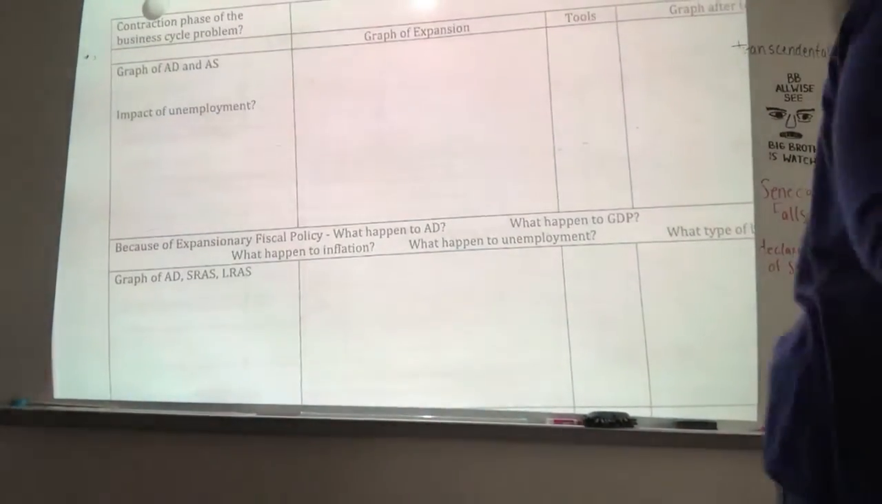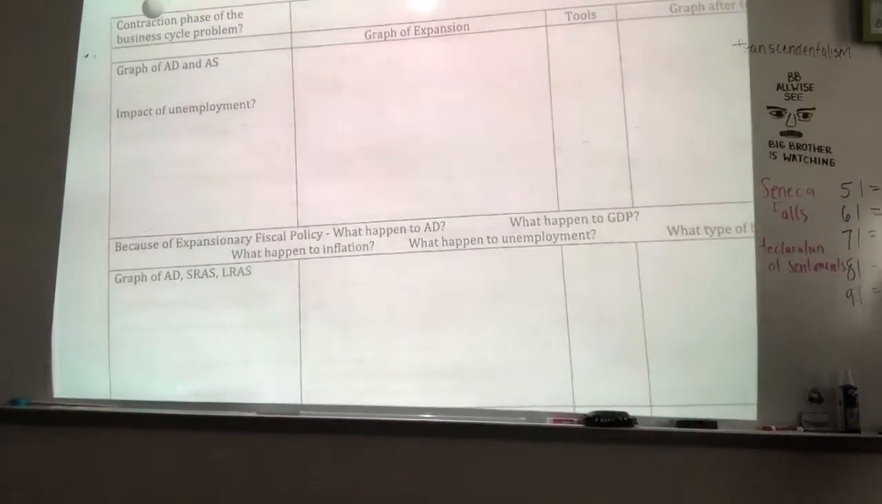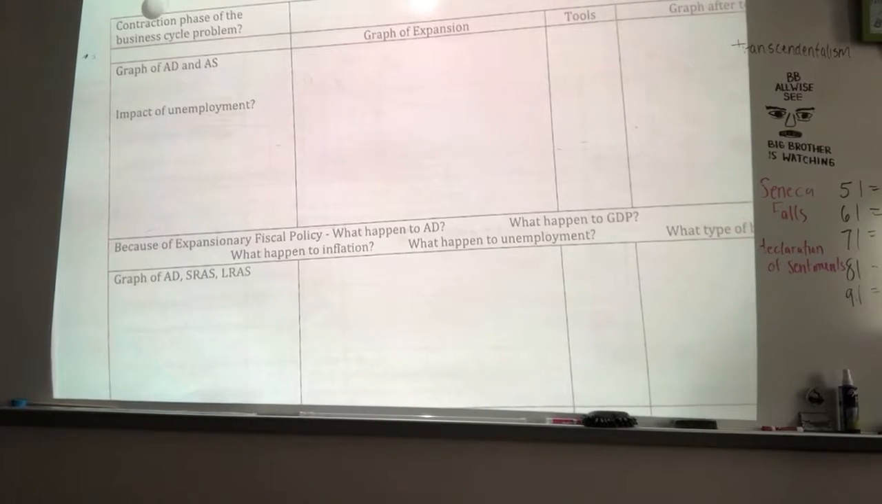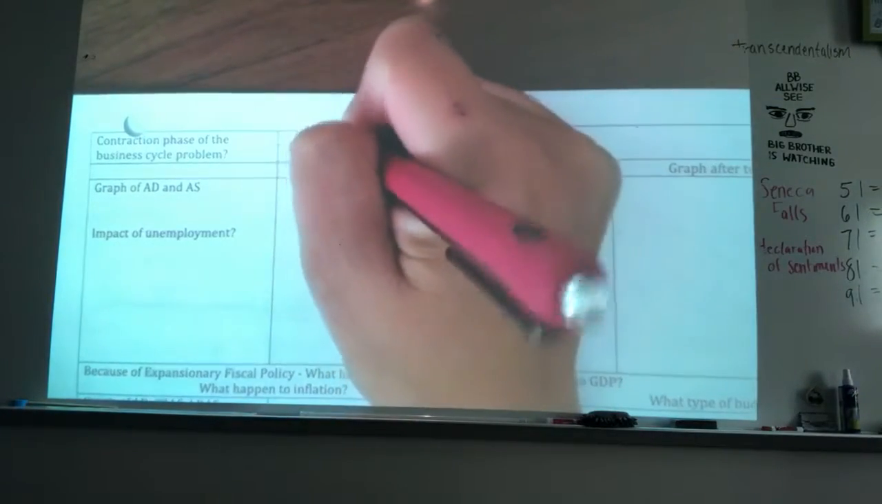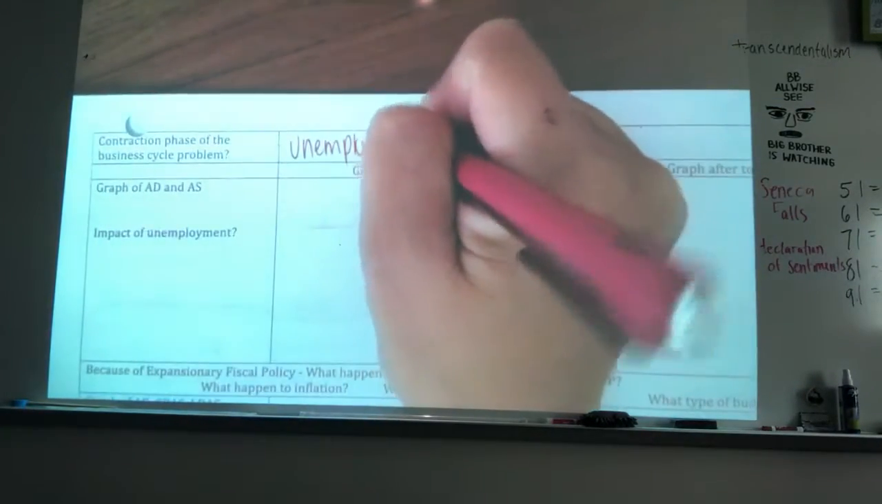Exactly, because it's just the opposite of everything we just did. So here, in the contraction phase of the business cycle, what is our problem? Unemployment. Unemployment is over what? 5%. 5 to 6%.